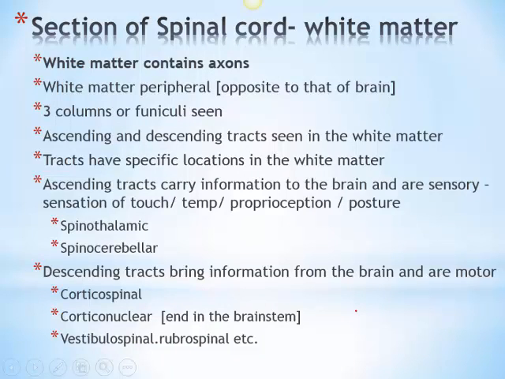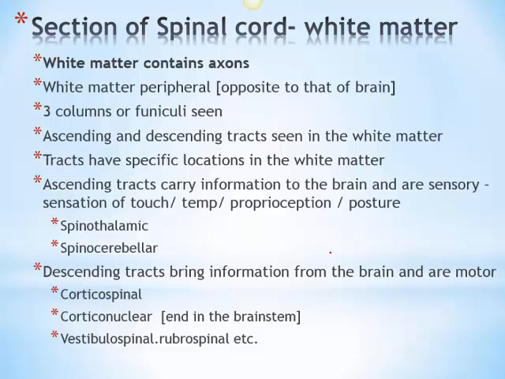Now, when we look at the white matter of the spinal cord, it's the opposite of the brain. In the brain, the gray matter was on the outside and the white matter was in the center. This is switched, okay? And we'll see that the white matter is arranged in columns, known as funiculi. And in the white matter, you have those collections of axons which were called tracts.